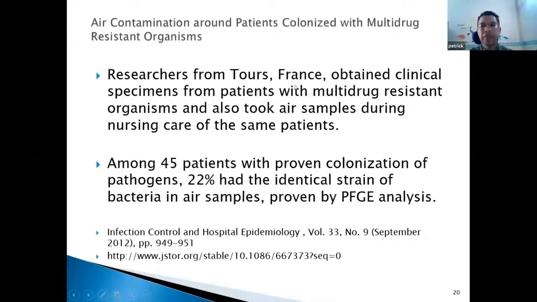This is a paper from France looking at multi-drug resistant organisms in air samples around nursing care patients. They found that from 45 patients with proven colonization, 22% were already in the air samples. So these are all multi-drug resistant organisms in the air samples.